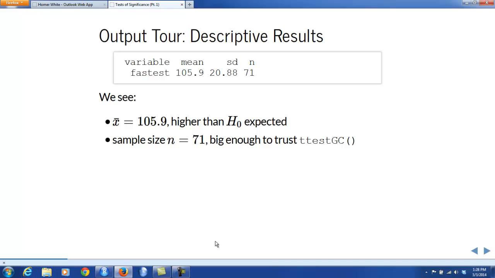And so we see the sample mean, x bar, 105.9 miles per hour. That's a little higher than the null hypothesis expected. Remember, the null thinks the population mean is 100. And so the expected value of x bar would be 100 if the null were right. So when we get 105.9, we're getting a little higher than the null hypothesis expected. Just as with confidence intervals, you have to wonder if you can trust the results of t-test GC. The standards for trust are exactly the same as they are for confidence intervals. Noticing that our sample is size 71, that's plenty bigger than our usual cutoff of sample size 30, we figure we're going to be able to trust the results of this test.